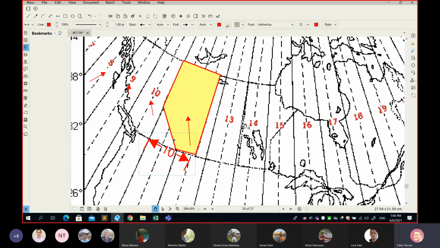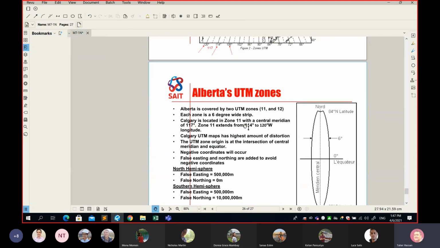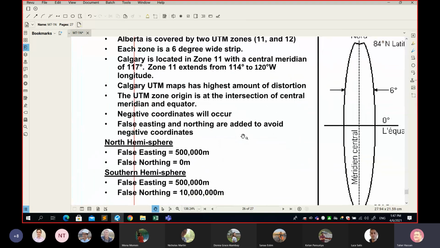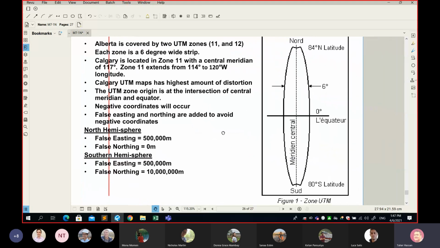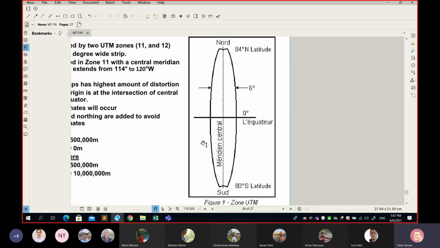Now, last part. I know that you guys, this is super heavy. So the last part is something called false easting and false northing. Let me explain what it means. So the UTM, after you project it, this line here is your x-axis. And this is your equator.